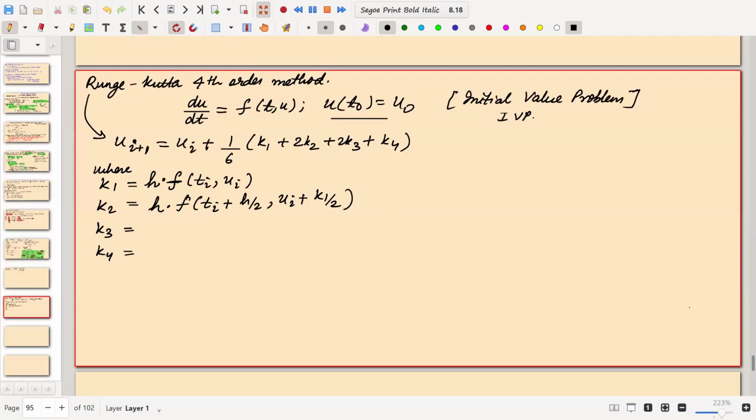Did you understand? K2 depends on the value of K1. So if you are finding K2 first, you are making a mistake. You have to first find K1, then find K2 because K2 depends on K1. You will also see that K3 will depend on K2, and K4 will depend on K3. K3 is equal to H times F at Ti plus H by 2, comma Ui plus K2 by 2. And K4 is equal to H times F at Ti plus H, comma Ui plus K3.